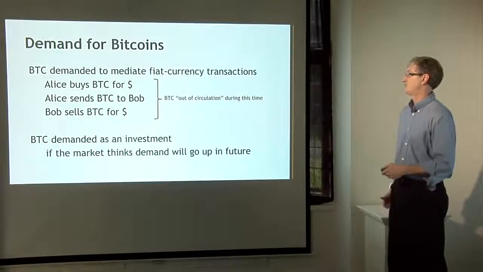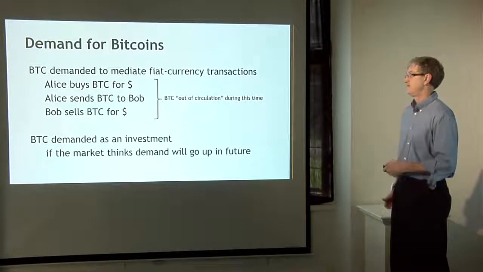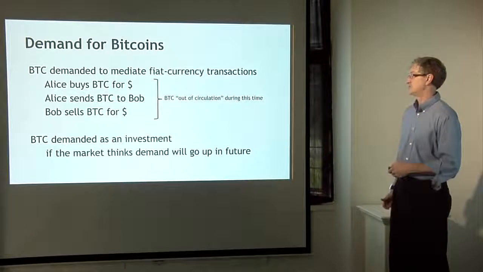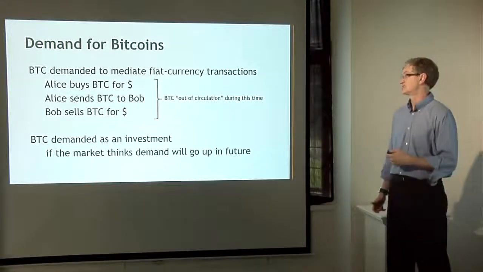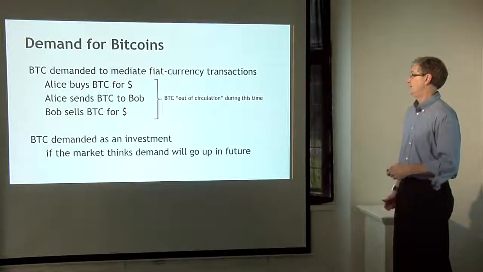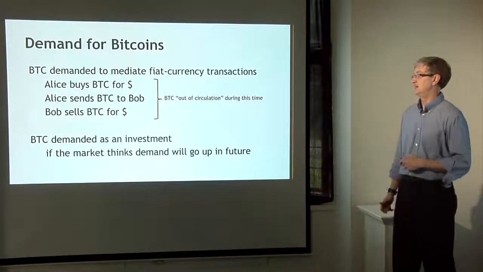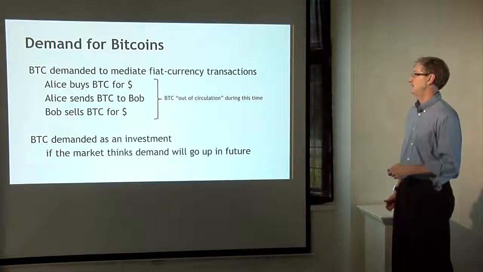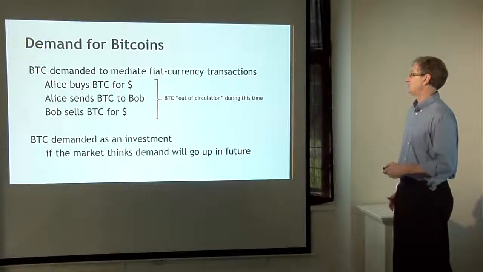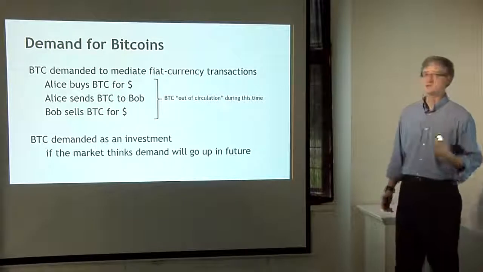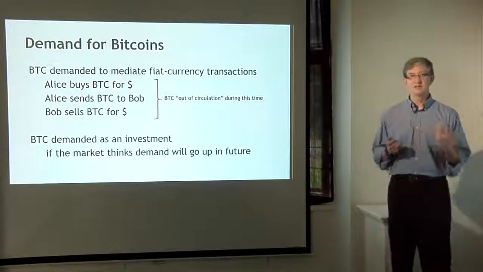So the way that works is this, that first Alice buys Bitcoins for dollars. Alice then sends those Bitcoins to Bob as a Bitcoin transaction. Once that transaction is recorded in the blockchain and it's confirmed to Bob's satisfaction, Bob will sell those Bitcoins for dollars and get the dollars back. So Alice starts by putting in dollars, Bob ends by getting out dollars. But the key thing for the purpose of Bitcoin demand is that the Bitcoins that are mediating this transaction, that are bought by Alice in step 1 and sold by Bob in step 3, have to be taken out of circulation, and they're devoted to serving this transaction during the time that the transaction is going on. And that creates a demand for those Bitcoins.